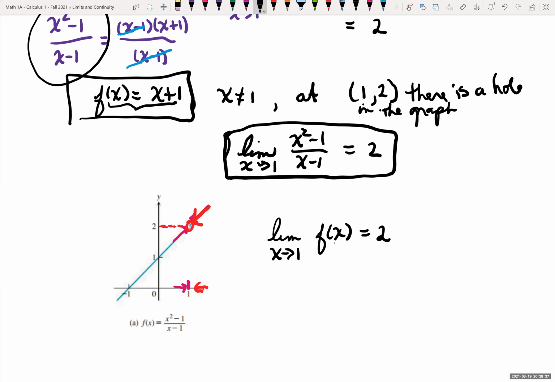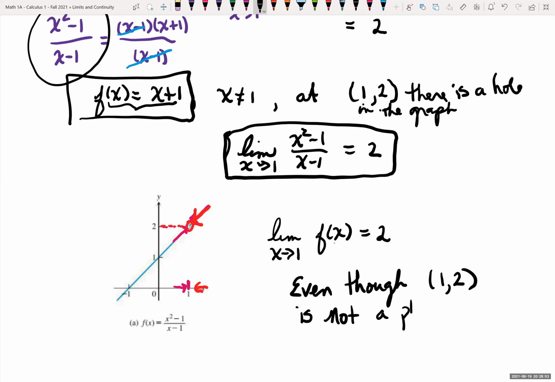I'm going to just put in this case, even though (1, 2) is not a point on the graph, or on the curve.